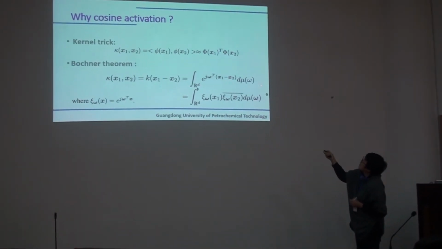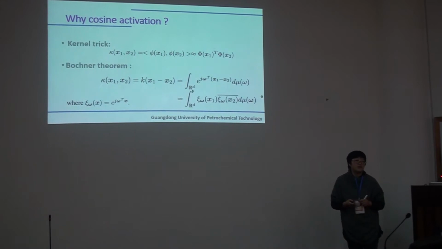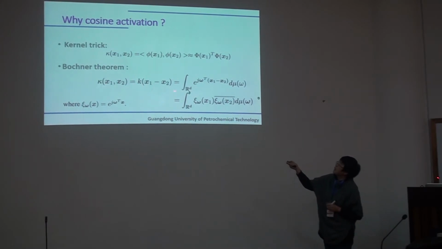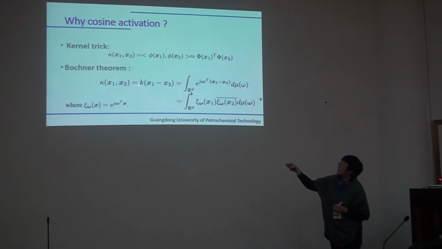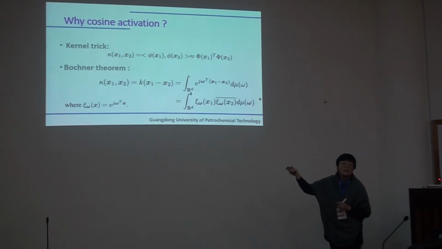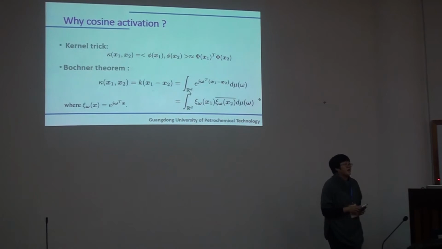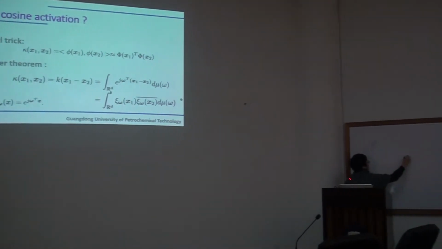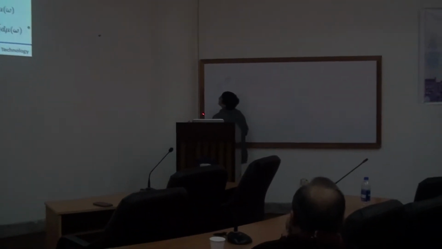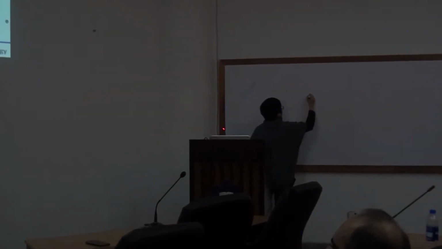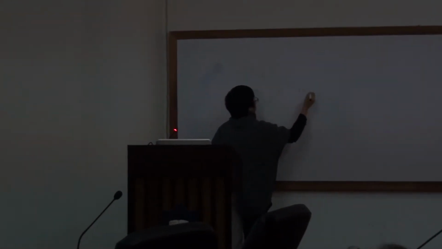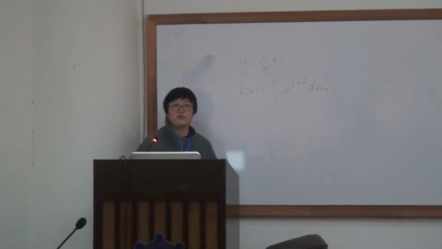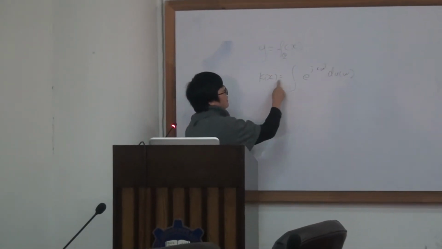That means this equation is just the inverse Fourier transform, and it can be a function like this one. And x1 minus x2 is just x. So we can have a function k(x). It should be like this. You can see that this one is just the inverse Fourier transform, and this is x, this is x.